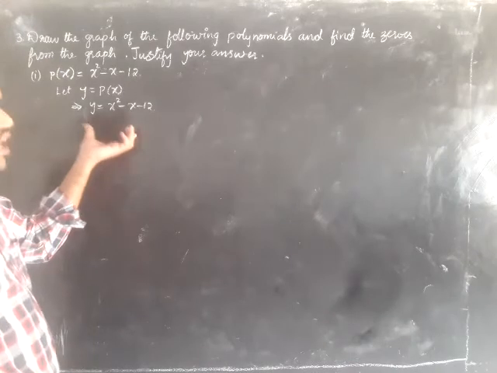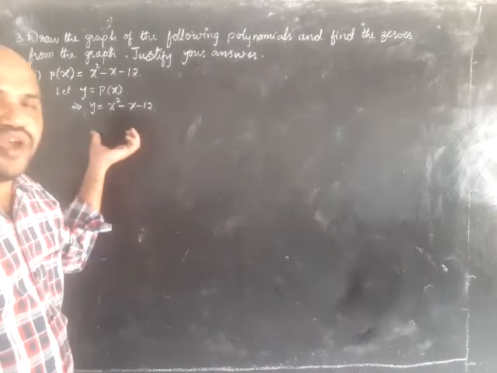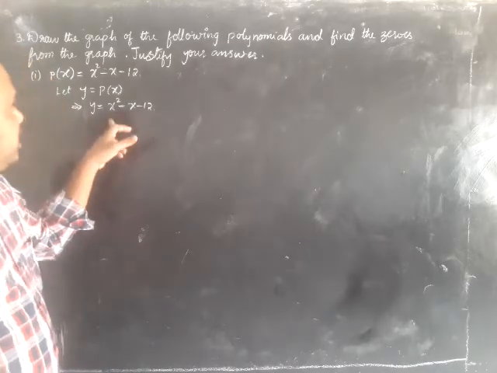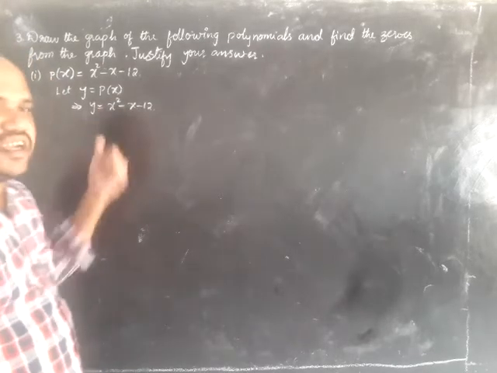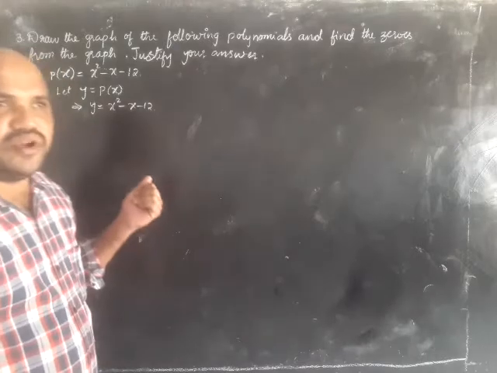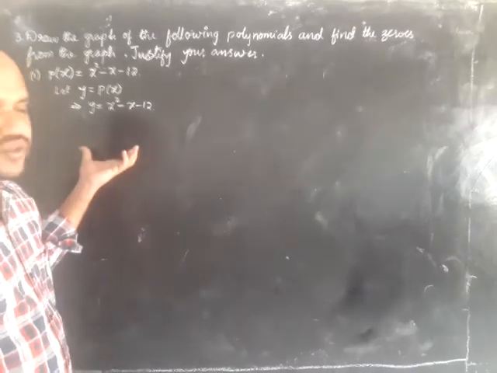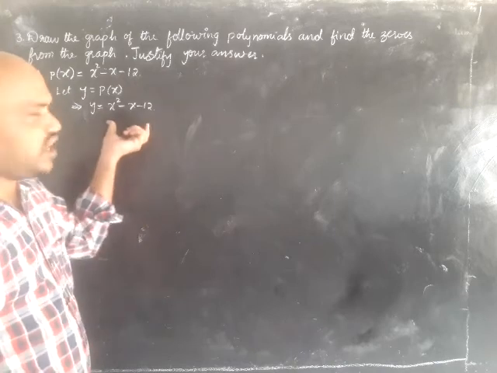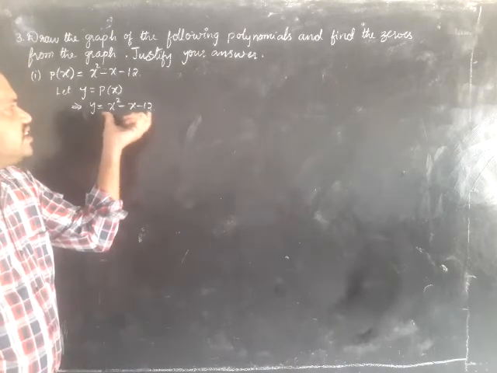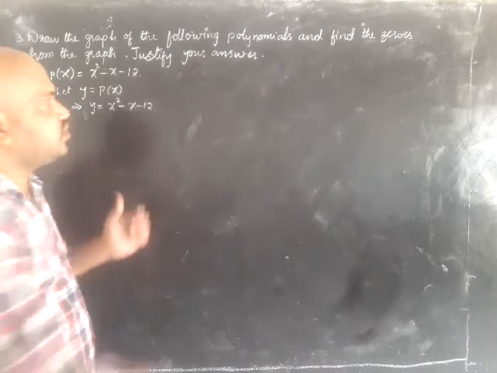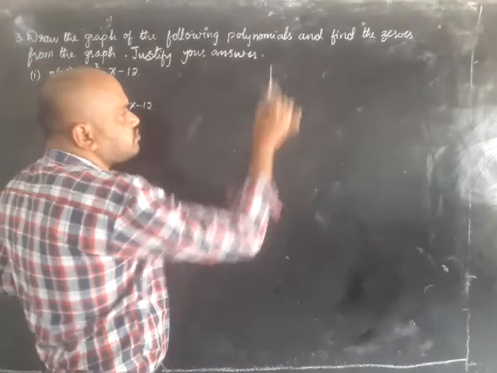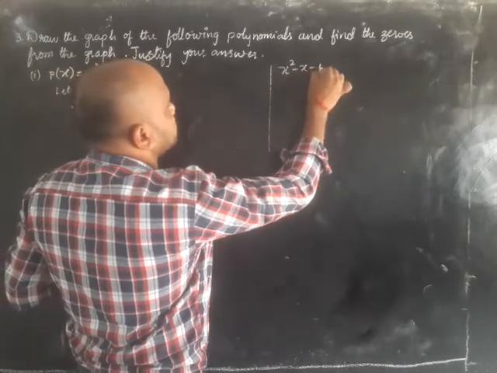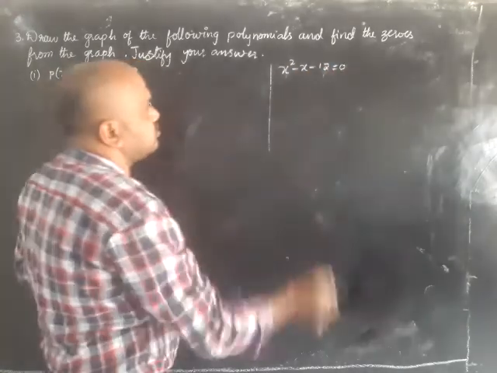Now before that, first we have to know from where we have to start our points. So x must be an integer, maybe a negative integer, maybe a positive integer or 0. To know that, the easiest way is to find the factorization of this one. So we do it in our rough column here: x square minus x minus 12 equal to 0.